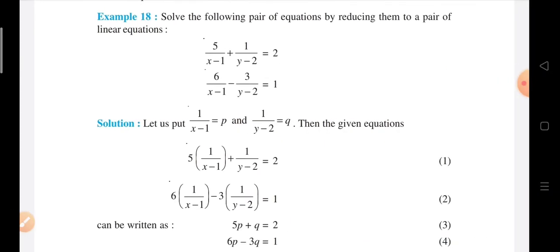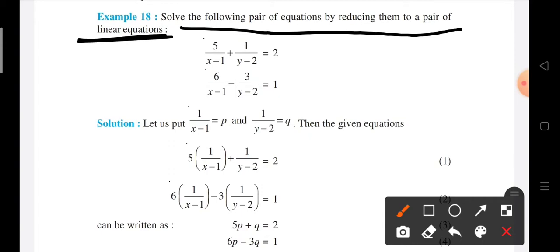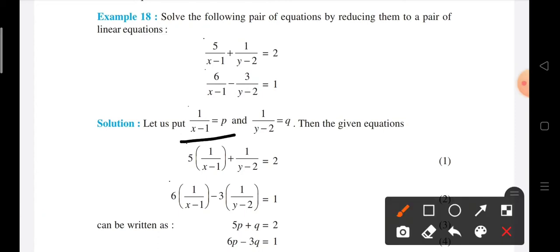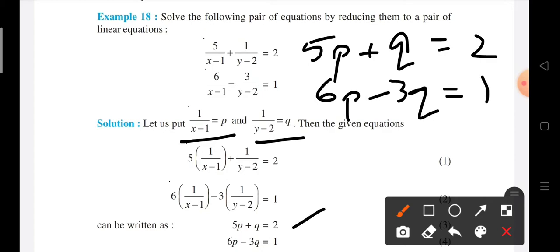Now moving further, the second example of the same kind: solve the pair of equations by reducing them to a pair of linear equations. Here you can see that the common things are 1 upon x minus 1 and 1 upon y minus 2. So let us take 1 upon x minus 1 as p and 1 upon y minus 2 as q. So the equations will become 5p plus q is equal to 2, and the other one is 6p minus 3q is equal to 1. So they are written over here.